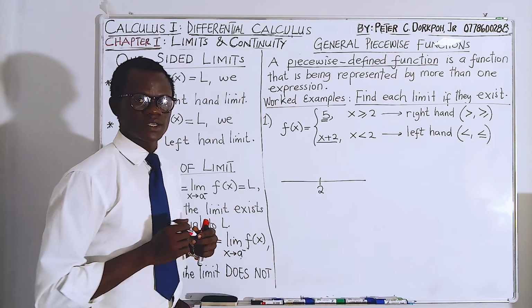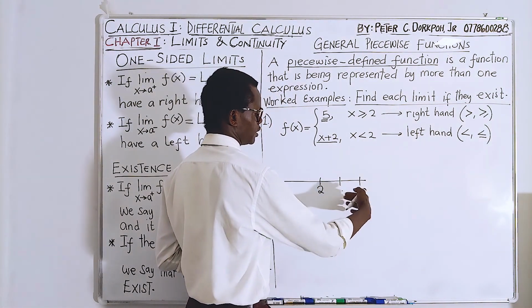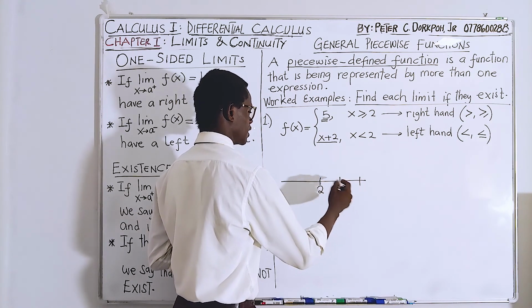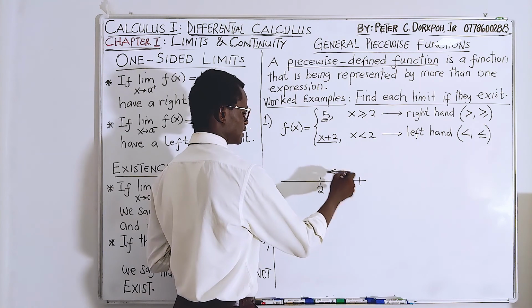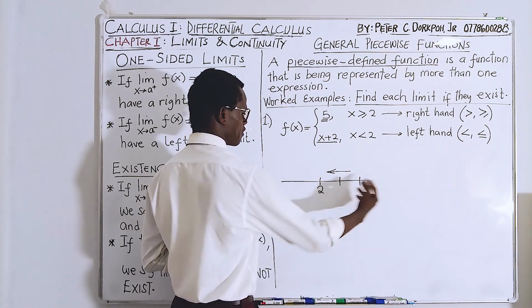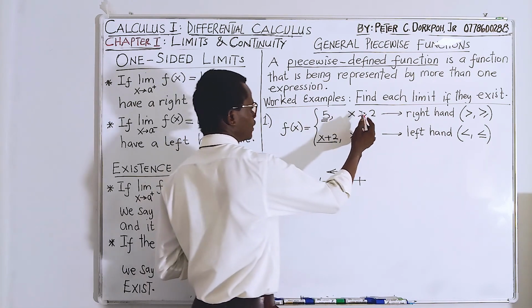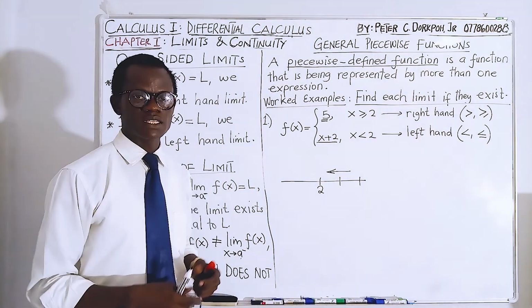When x is greater than 2, it means you are referring to numbers in this direction, right? That is to say, all these numbers are greater than 2. It means x, which takes on those numbers, is approaching 2 from the right hand side. So we call this greater than, right hand side limit. We call greater than or equal to, right hand side limit.